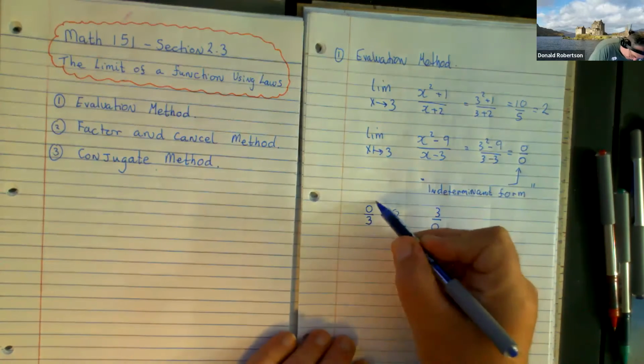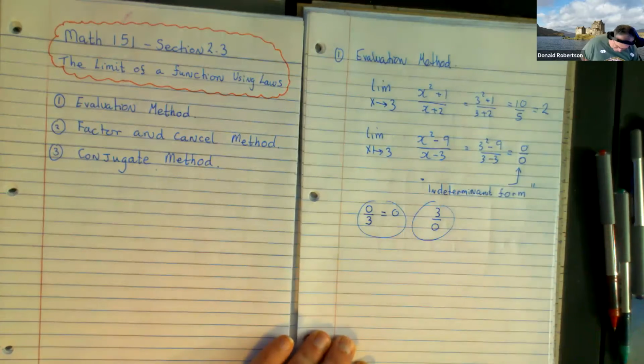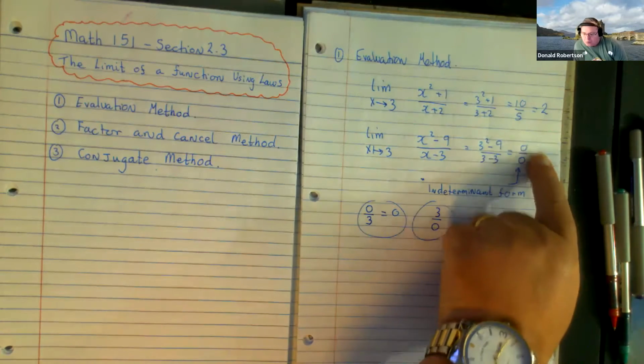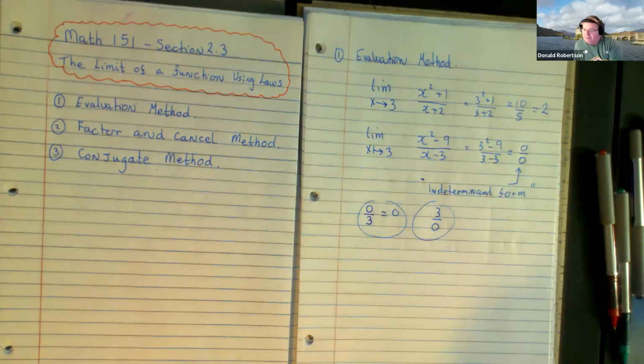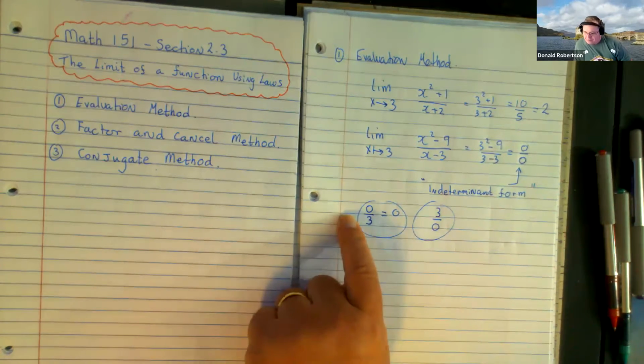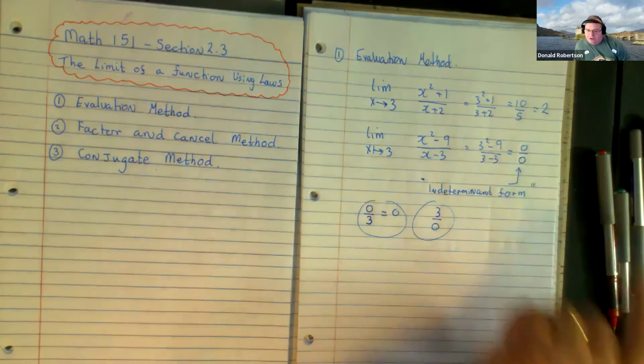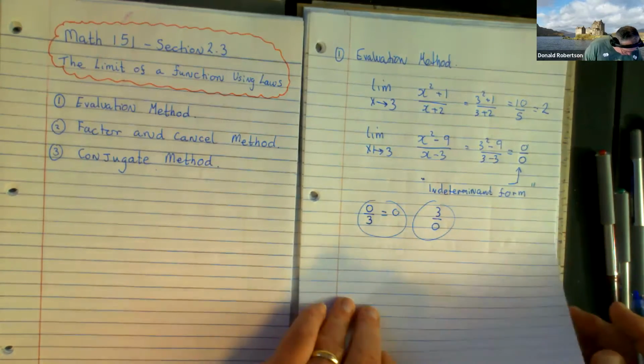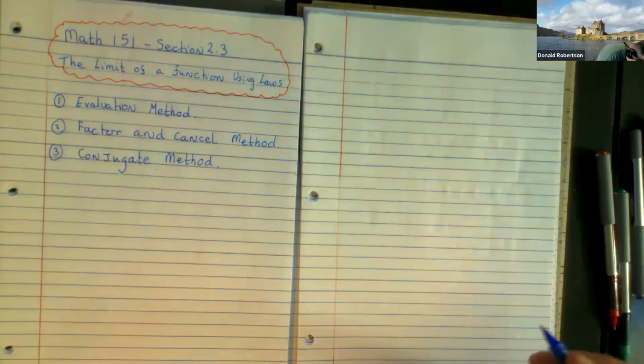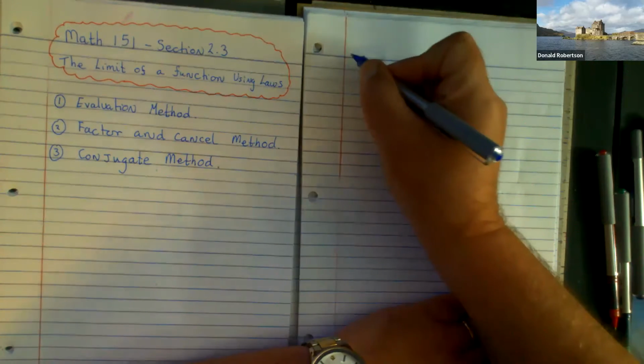So those two are not indeterminate forms. It's when both of them are 0 that you have the problem. So if that happens, the answer is 0. If that happens, the answer is infinity. And if that happens, you say, okay, let's try another technique. So let's show you the technique called factor and cancel.